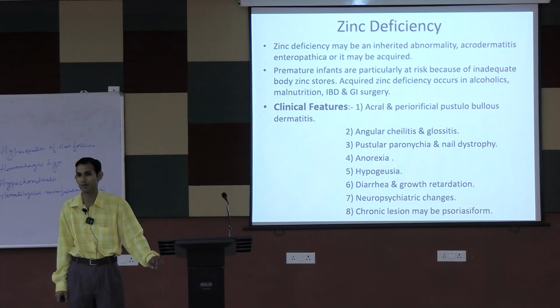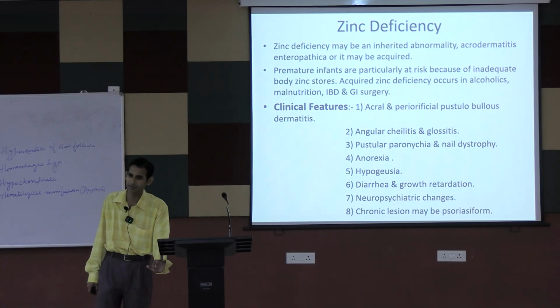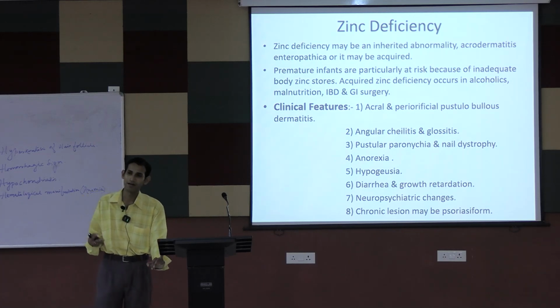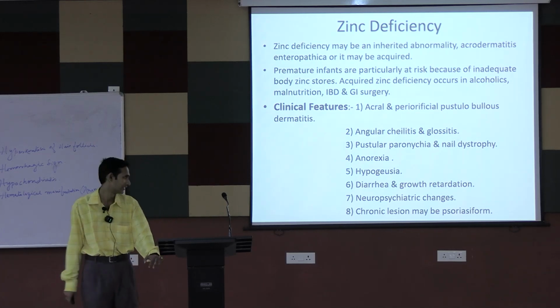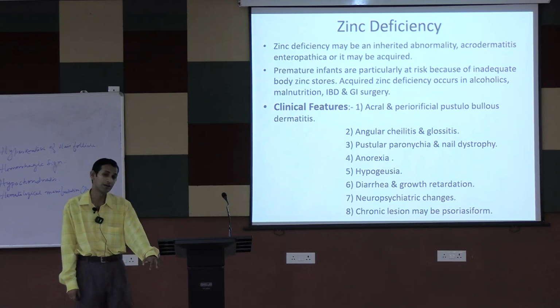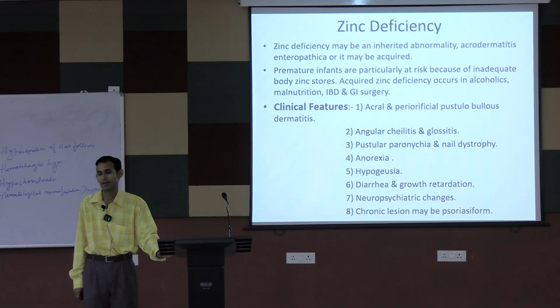What is the meaning of hypogeusia? Diminished taste sensation. And also there is diarrhea and growth retardation. Recurrent and repeated diarrhea leads to failure to thrive and growth retardation. Neuropsychiatric changes can also occur, particularly depression and low mood. And chronic lesions are usually found in adults after gastrointestinal surgery.